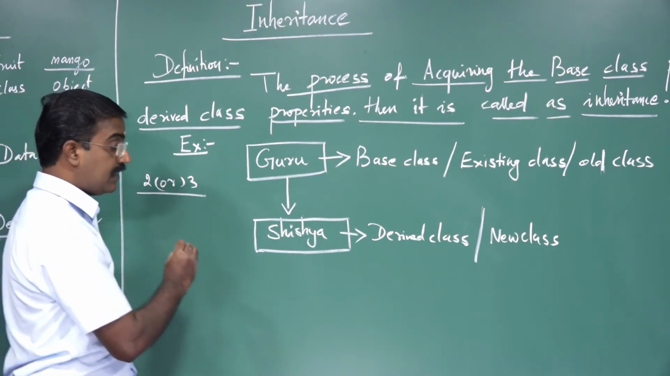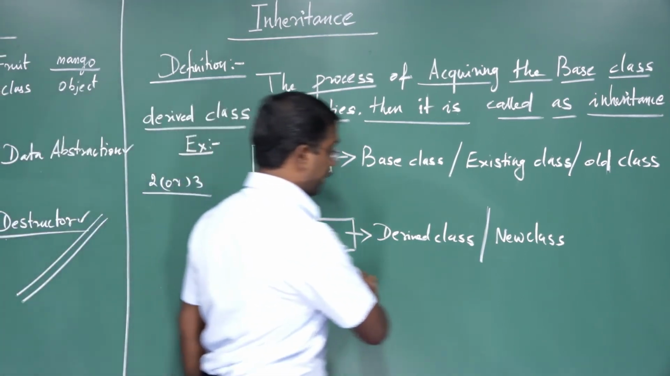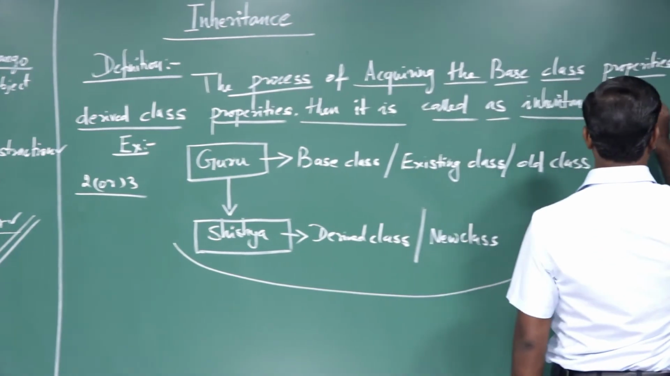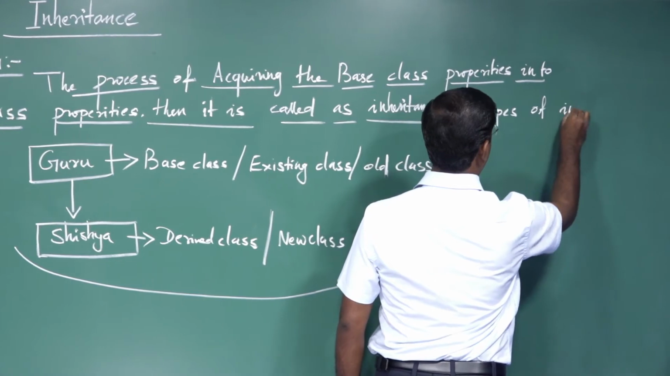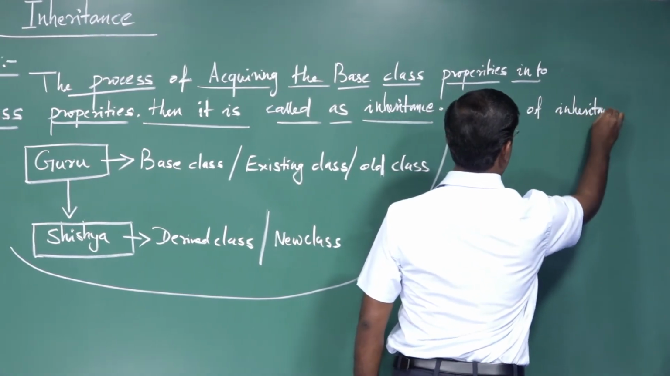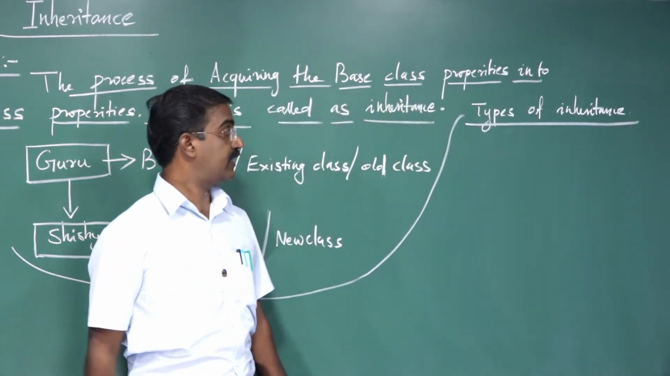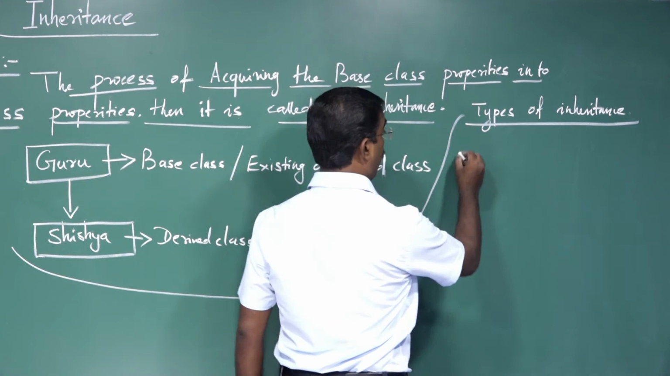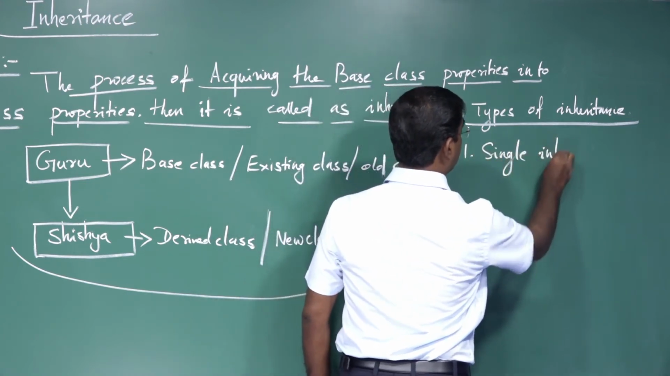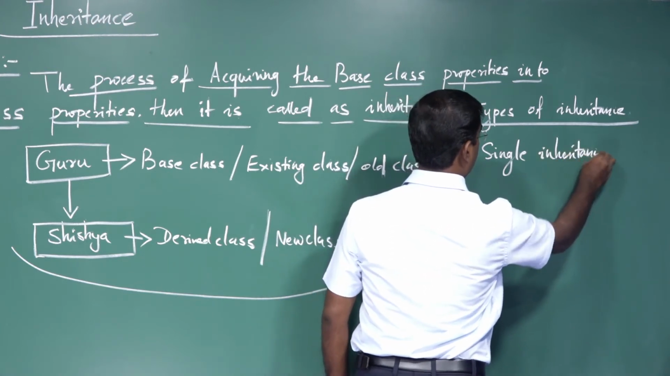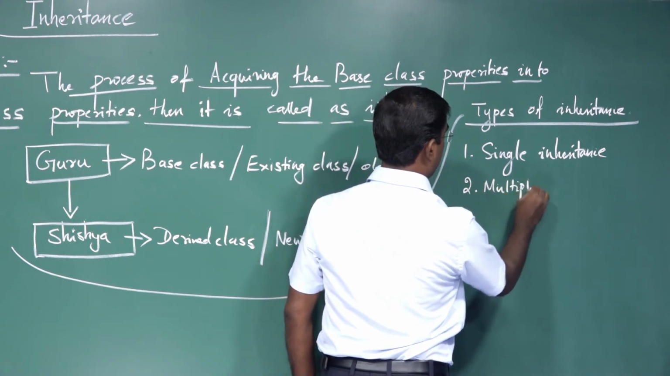In this type of inheritance, there are 5 types. Simply, we call them types of inheritance. So what are the types of inheritance? Now I will say them one by one. Number 1 is single inheritance. Number 2 is multiple inheritance.